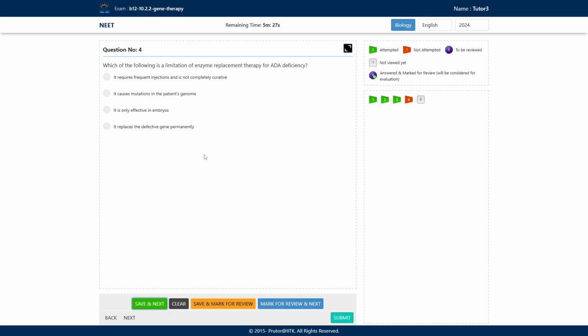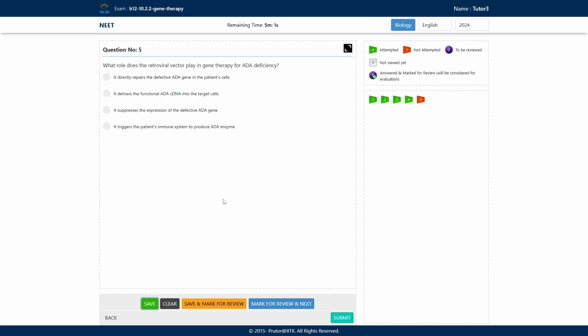Fourth question says, which of the following is a limitation of enzyme replacement therapy for ADA deficiency? It requires frequent injection and is not completely curative. It causes mutation in the patient's genome. No. It is only effective in embryos. No. It replaces the defective gene permanently. No. The answer is it requires frequent injection and is not completely curative.